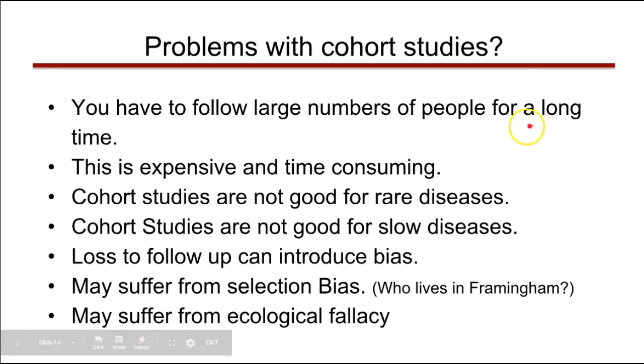First off, you have to follow a large number of people for a very long time. This is expensive and time-consuming. Unfortunately, cohort studies are not good for identifying causes of rare diseases, and cohorts are also not very good for identifying slow diseases, things like dementia or Alzheimer's.